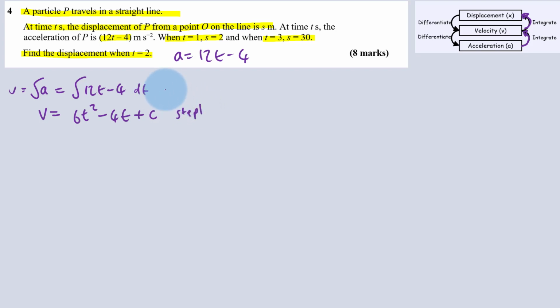That's going to get us a method mark. Right. Now we need to integrate v to get s for displacement.